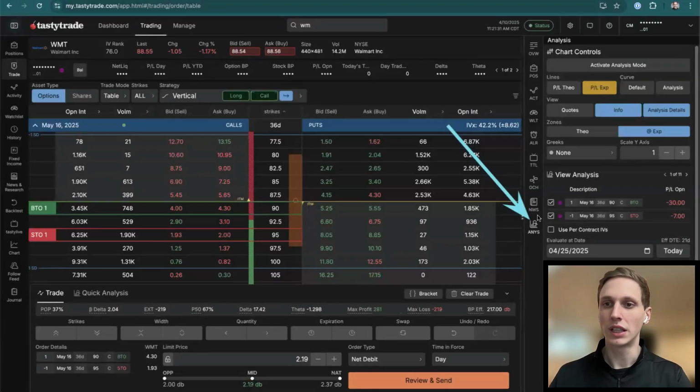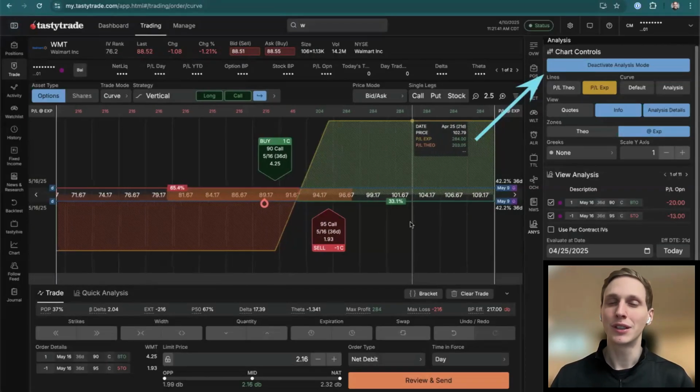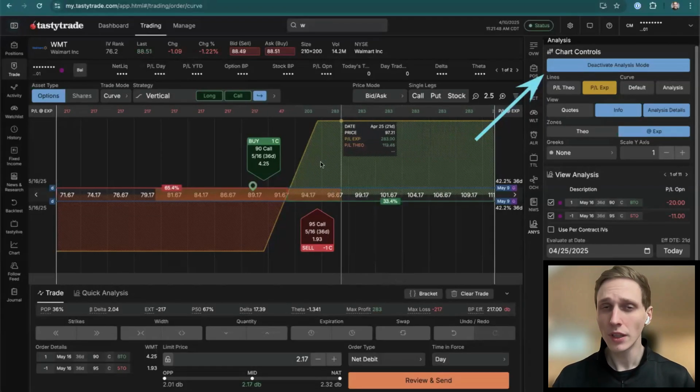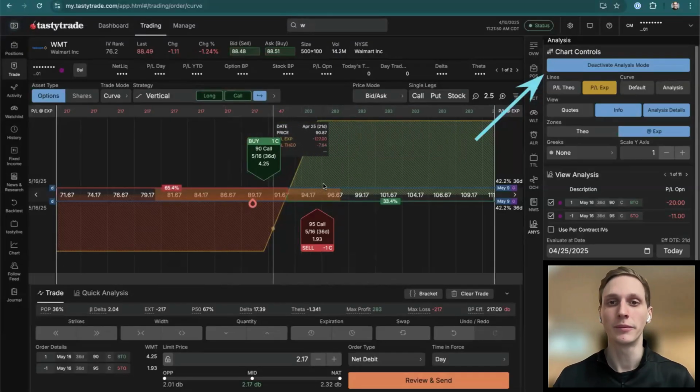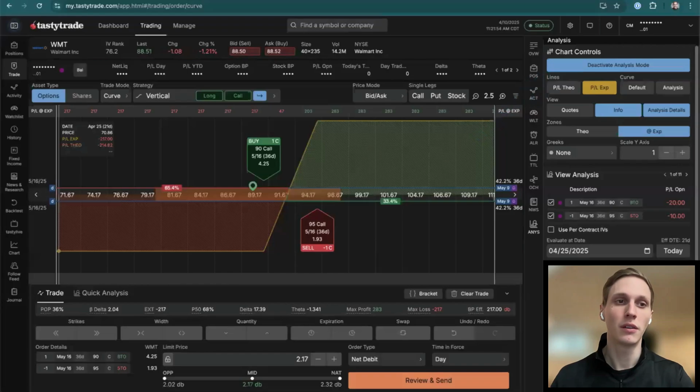And then once you're in the analysis mode, we can click at the top and go activate analysis mode. Now this is going to take us to a screen that I'm sure many of you are familiar with if you've already been trading with other brokers or with us on our other platforms. You'll see your profit or loss curve here. This is simply based on an at expiration off the bat. So we're looking at our profit or loss at expiration based on the price of Walmart.